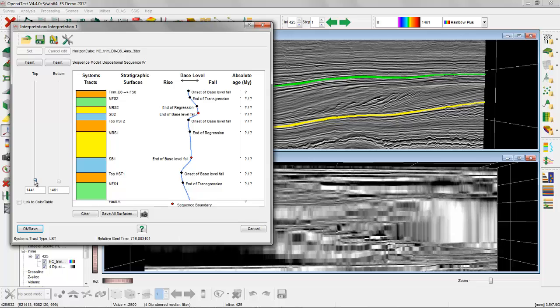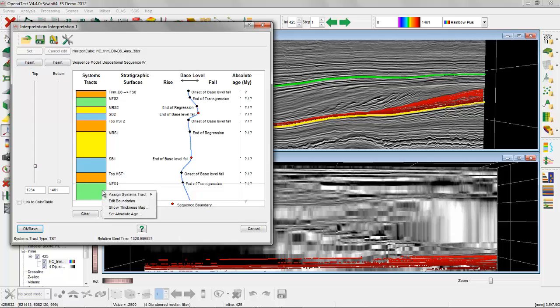I'm moving my slider again up through my sequences, and I'm looking at both the structural domain in the upper scene and in the lower scene in the Wheeler domain, until I see a break in the data. Where I see a break, I insert a boundary in my interpretation column, and next I assign what I think, as an interpreter, that this particular sequence is. In this case, the interpreter called this a transgressive systems tract.